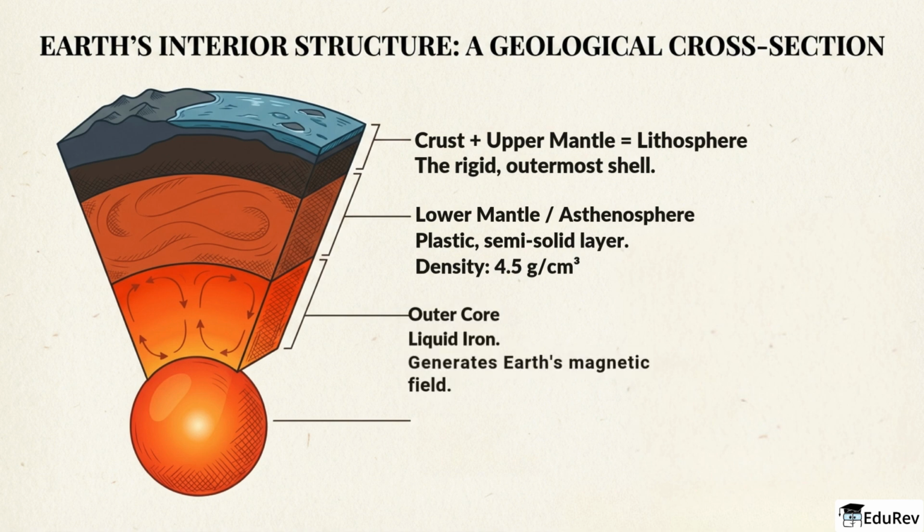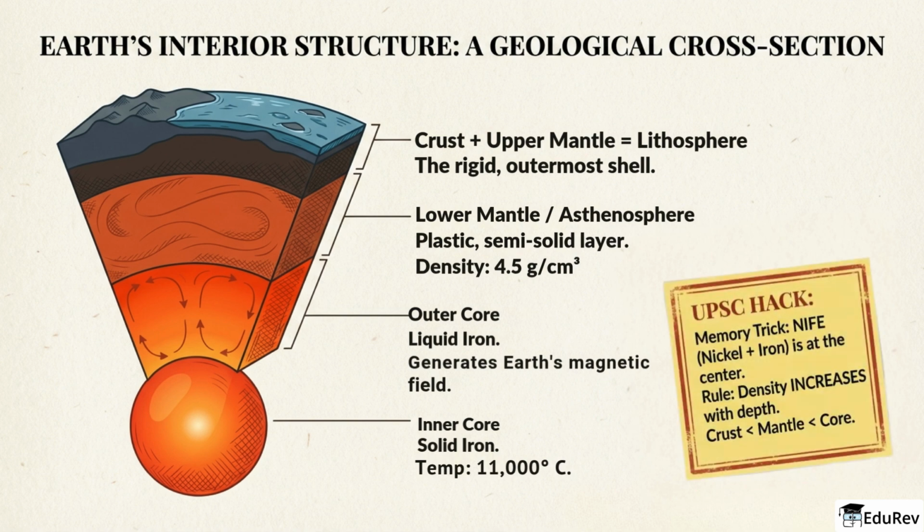Then comes the outer core. It is liquid iron, and this is where the Earth's magnetic field is generated. And the inner core is solid iron, with temperature shown as 11,000 degrees Celsius. Now the UPSC hack box is telling you what toppers do. They keep one anchor in mind. NiFe means nickel plus iron is at the center. And the rule is density increases with depth. Crust, less than mantle, less than core. Hold that, because now we zoom into the part UPSC loves to compare.